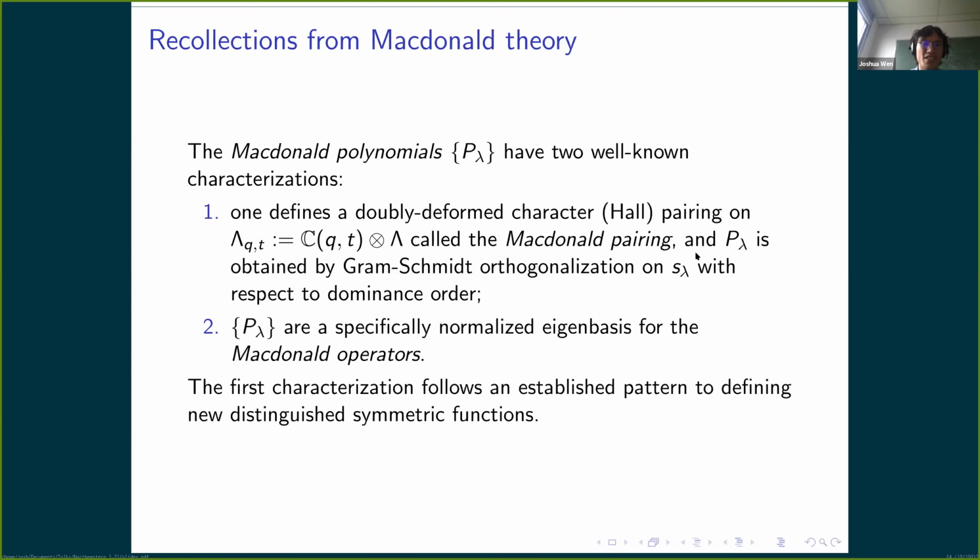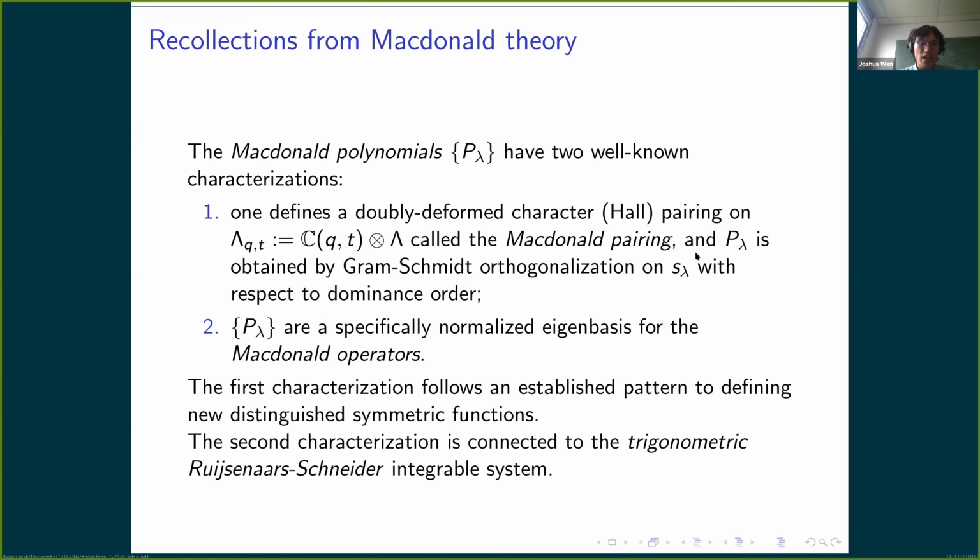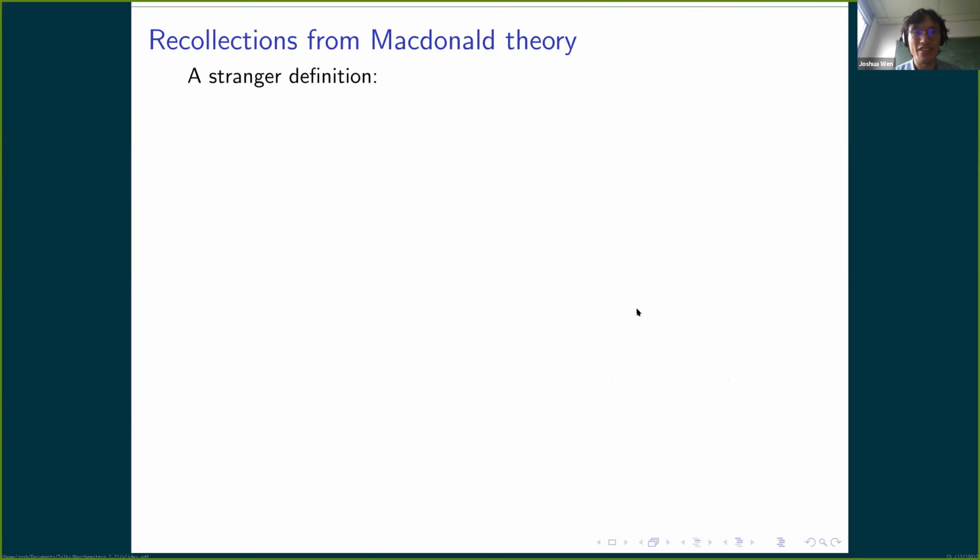So the first characterization just follows a pretty established pattern in defining new distinguished symmetric functions. You just deform the character pairing. You do it once, and it turned out so well. Why don't you do it again? And the second characterization is tied to integrable systems. So these Macdonald operators are related to the quantum Hamiltonians of the trigonometric Ruijsenaars-Schneider system. And in that world, you'd love to have an eigenbasis for Hamiltonians. So in summary, this is like sine and cosine, right? They're orthogonal over some pairing, and then they diagonalize some operators.